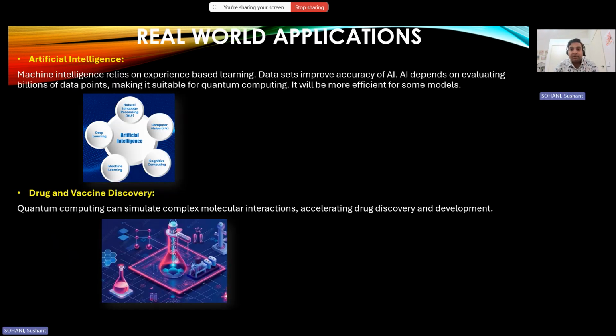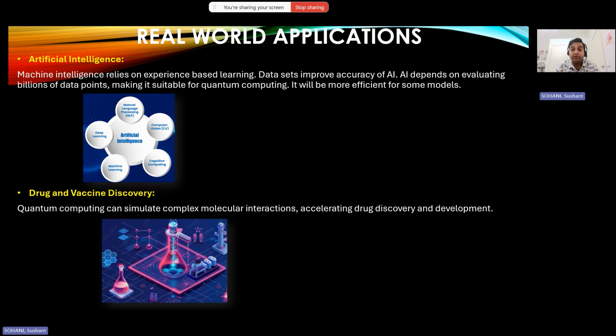Okay, let's see some real world applications. As we saw in the previous slide, artificial intelligence: machine intelligence relies on experience based learning. As you might have seen on ChatGPT, it saves your data, it saves your conversation. So next time if you chat and ask some question to ChatGPT, it takes reference from the previous chat and gets a gist of what you're trying to ask, and it improves the communication between the AI and the human. Okay, that is called experience based learning.